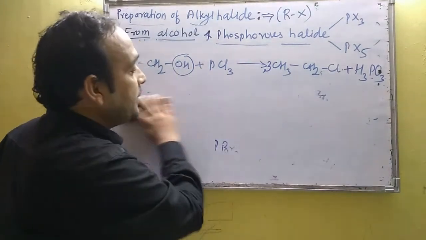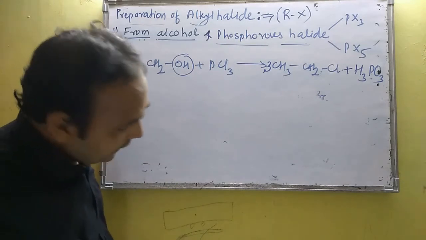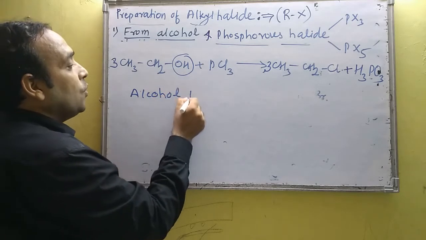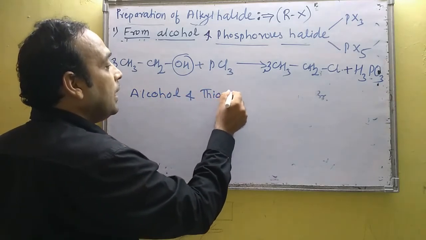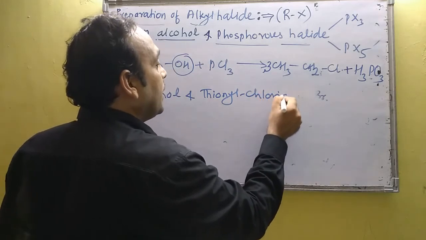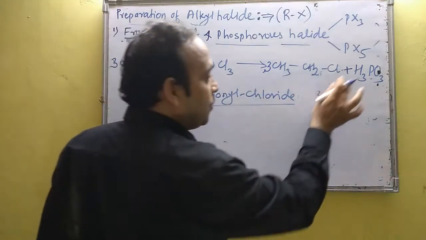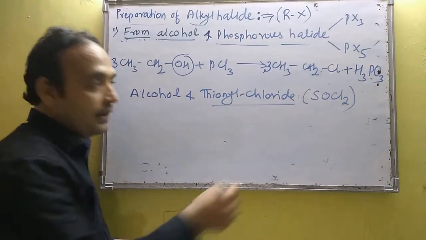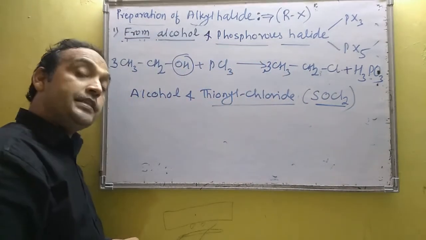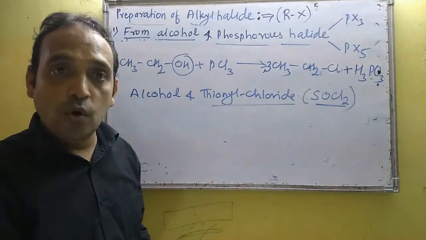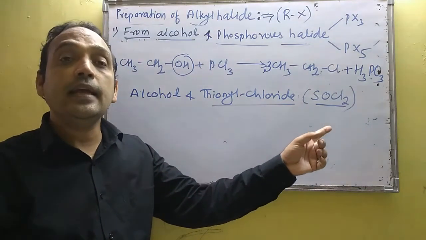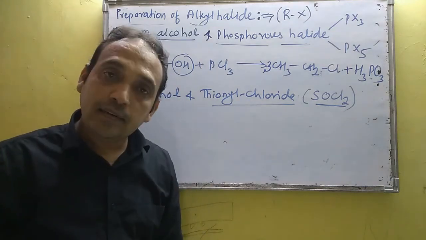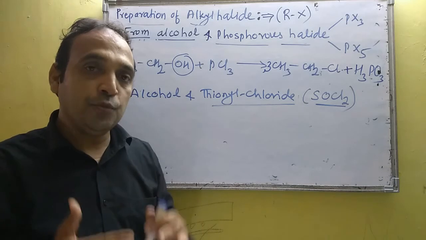Okay. Now, the second part, using alcohol, an important reaction is from alcohol and thionyl chloride. What is thionyl chloride? Thionyl chloride is written as SOCl2. It is also a chlorinating reagent, which means it also replaces OH by Cl.